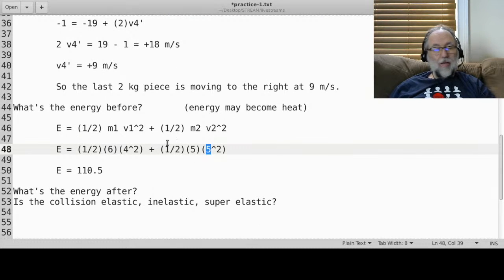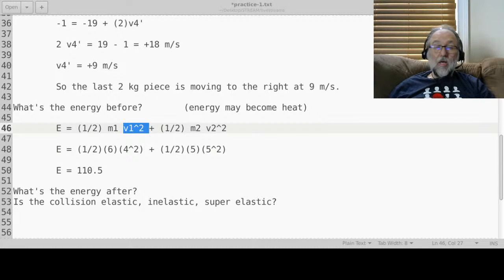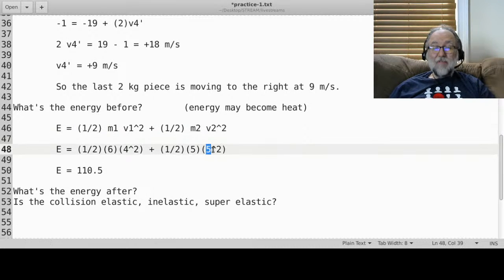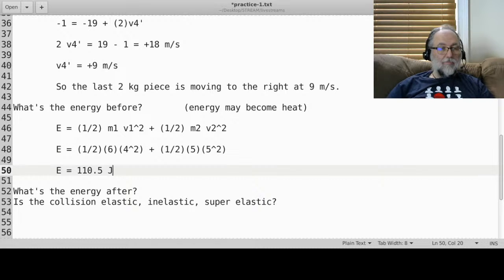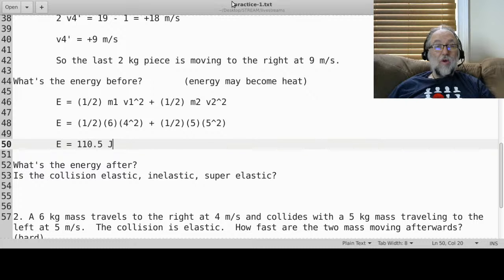When it comes to energy, the sign doesn't matter, because when you calculate the kinetic energy, the velocity comes in squared, and whenever you take a negative number and you square it, you get a positive number. So the fact that this is actually -5 squared, -5 squared is the same as 5 squared, it's 25. So I didn't put the negative sign in there. When you work that out, you get 110.5 joules of energy. That's the energy before.